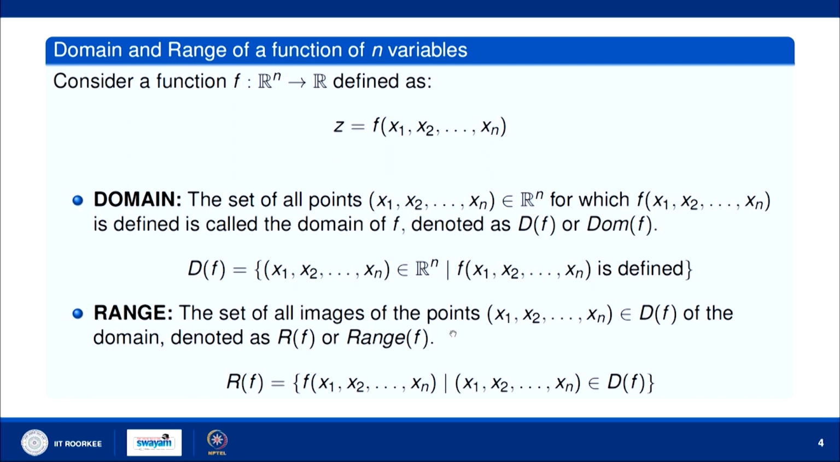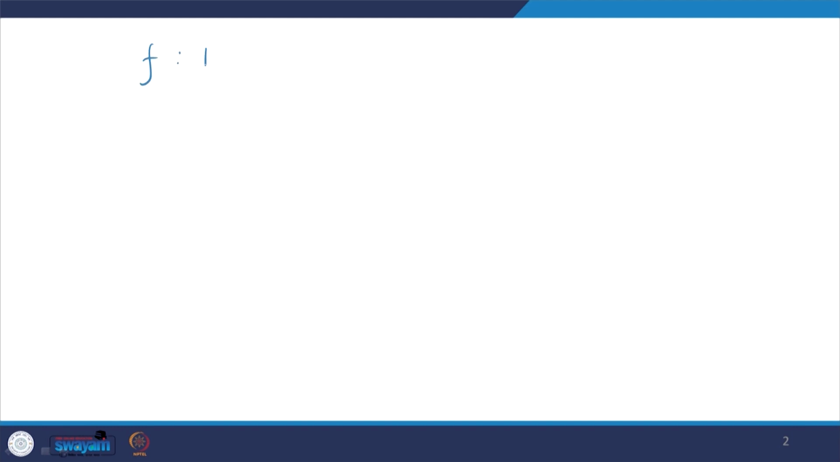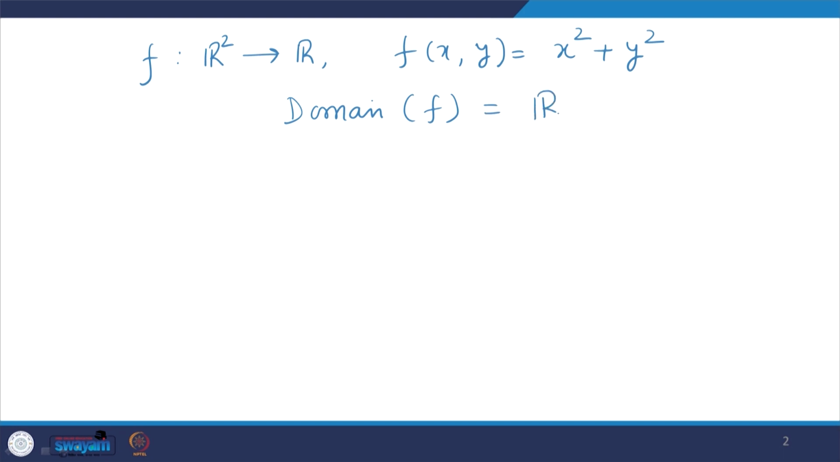So, let us discuss what we mean by domain or range of a function by giving some examples. Say we take a function f from R2 to R, and the function f is defined like this: f of (x, y) is equal to x square plus y square. A simple example. Here we have 2 input variables, so this is a function of 2 unknowns, and f maps this to R, which is x square plus y square. So, what will be the domain of this function? The domain of f will be nothing but the entire R2, because it is always defined for every x and y.